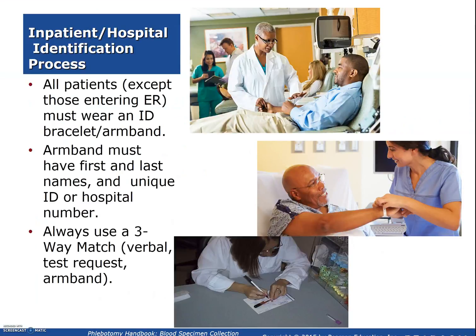All patients except those entering the ER must wear an ID bracelet or armband. The armband must have first and last name and a unique ID or hospital number, and we always use a 3-way match. So our verbal, our test request, and then our armband. And also most labs have the patient verify the tubes as well.